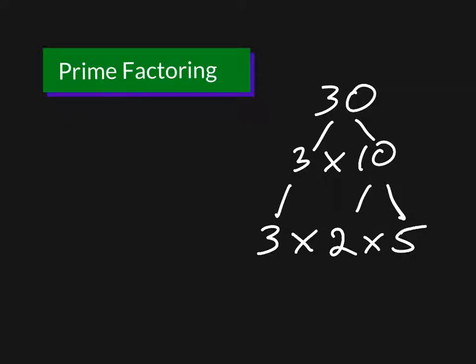Well, look, we ended up with the same prime factors. 3 and 2 and 5 are still the prime factors of 30. So it doesn't really matter how you go about it, you'll always end up with the same prime factors.